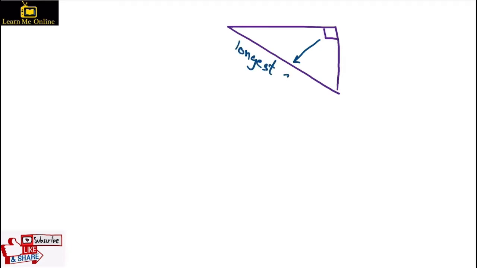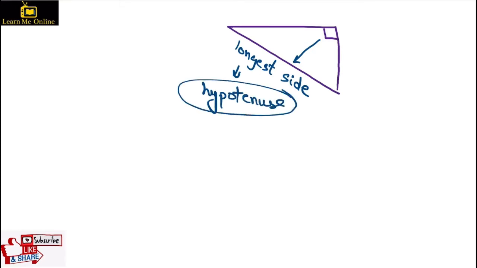So this is the longest side of the triangle, and the name of the longest side is called the hypotenuse. We label the hypotenuse with the letter C. So the longest side of a right angle triangle is called the hypotenuse, and we represent it with the letter C, while the other two sides are represented with the letters A or B.